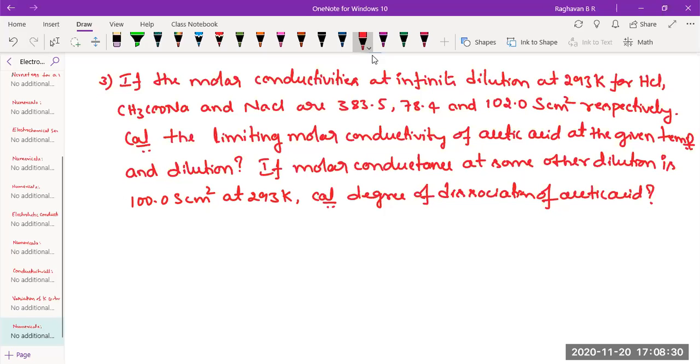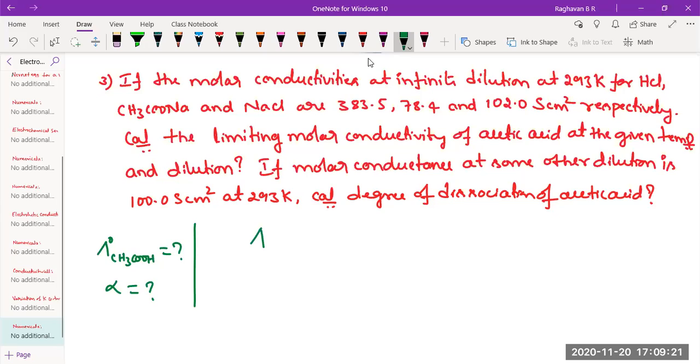So you need to calculate the limiting molar conductance of acetic acid from the data and also alpha. Limiting molar conductance is 359.9. Alpha is 0.278. Correct. Good.